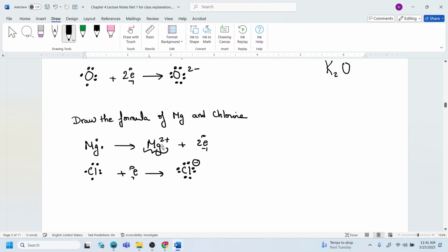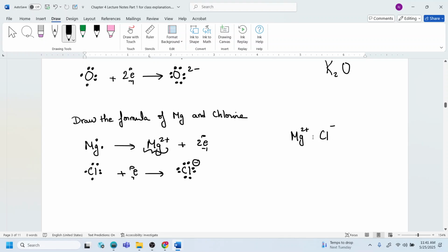I just need 1 electron in there. I don't need the 2 electrons of the magnesium. So this is how I simply draw it. I draw the magnesium with its charge, and I draw the chlorine with its charge. Magnesium is in group number 2, so it's going to lose 2 electrons. Chlorine is group number 7, so it's going to gain 1 electron. Now I know that the charges are not balanced.